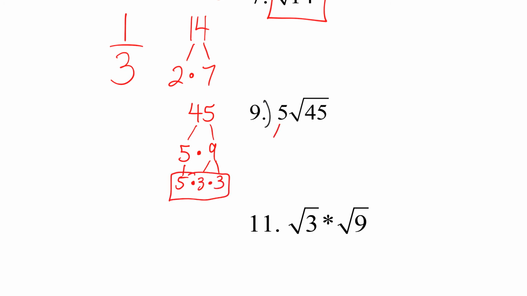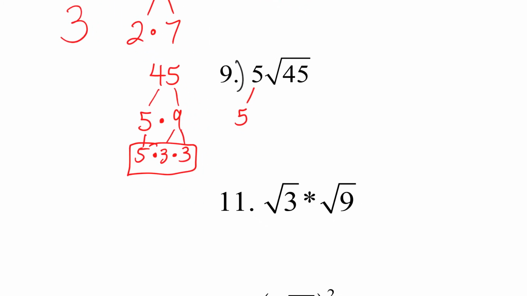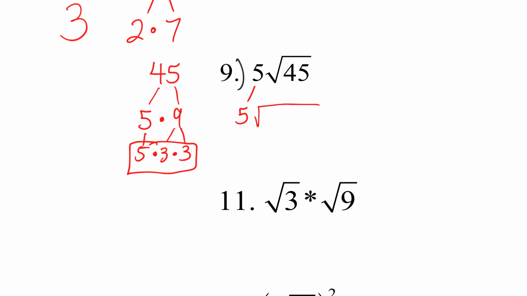Okay, so here's what I'm going to do. Just bring that 5 straight down. We'll deal with it in a second. Then underneath here, I've got my 3, 3, and 5. Are there any pairs there? Yes. So that brings a 3 on the outside here.